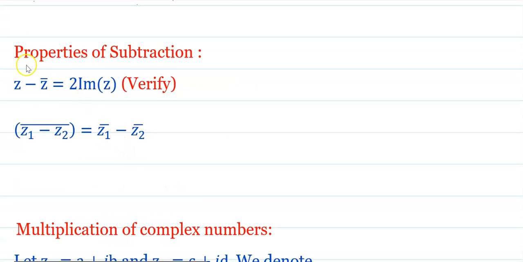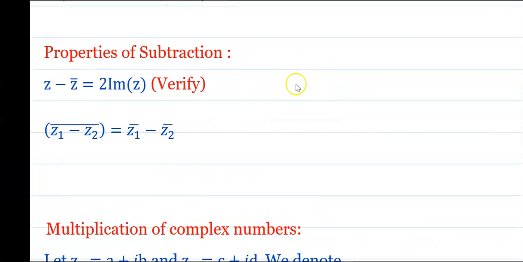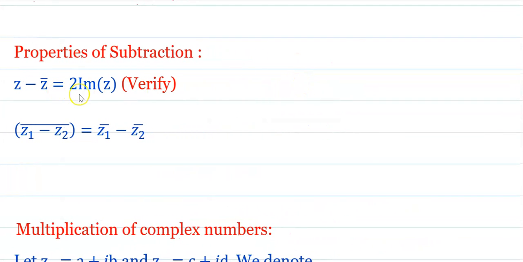Next, properties of subtraction. It's clear that Z minus Z bar is nothing but 2 times imaginary part of Z. You can also verify here. Z is equal to X plus IY, Z bar is equal to X minus IY, and then their subtraction, you will get 2 times imaginary part of Z. Okay. Similarly here, Z1 minus Z2, its conjugate is nothing but the conjugate of Z1 minus conjugate of Z2.